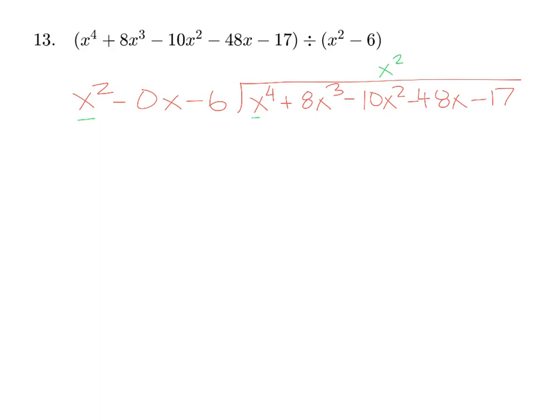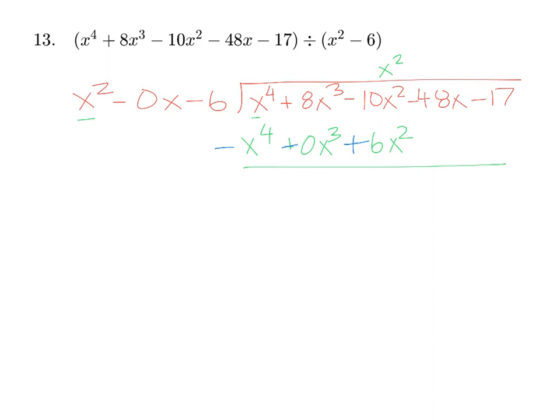And then I have x squared times x squared is x to the 4th. Negative 0x times x squared is just 0x cubed. And then I have negative 6 times x squared, so I have negative 6x squared. Okay. Now I have to change the signs for everything. Negative, negative, positive. All right, be careful with this here. Erase the signs if you have to.